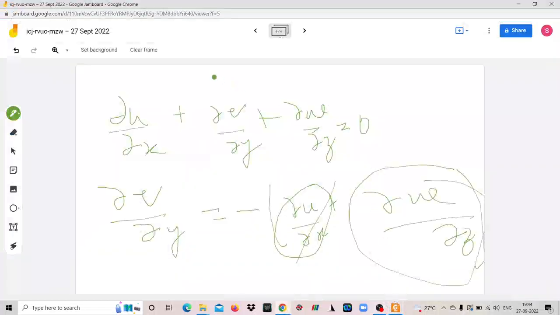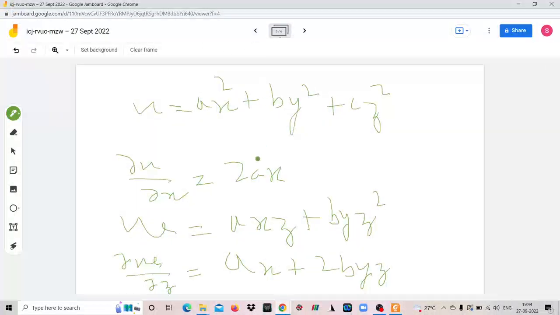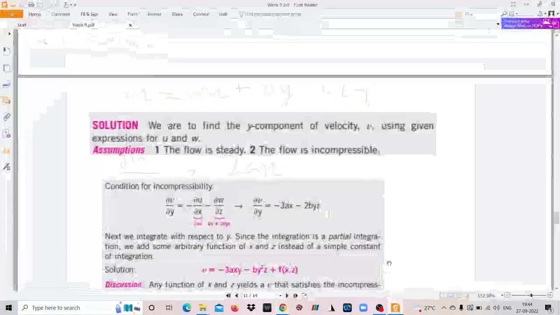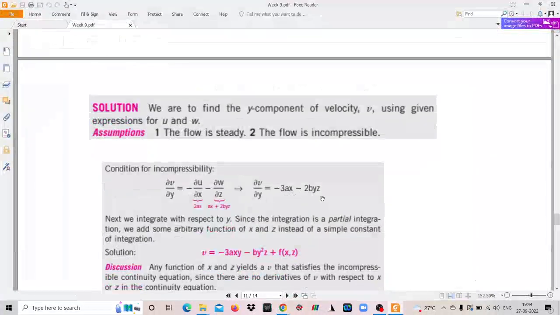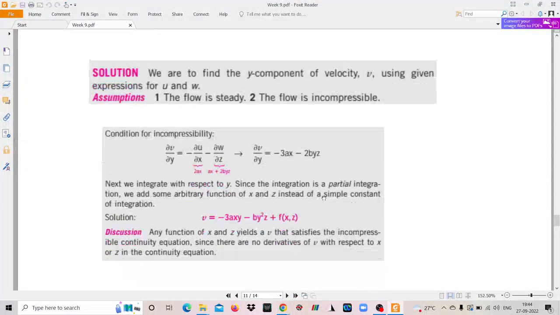Okay, so we have already found the value. Twice ax plus twice byz, so 3ax plus twice byz. So minus of 3ax minus of twice byz. Now next, in order to find the value of v, we need to integrate with respect to y.